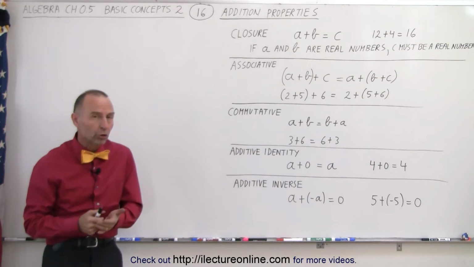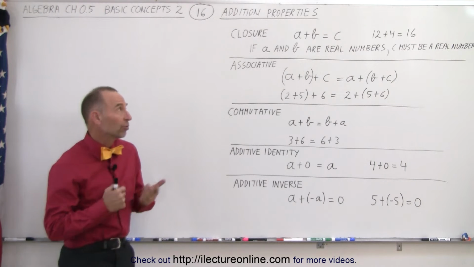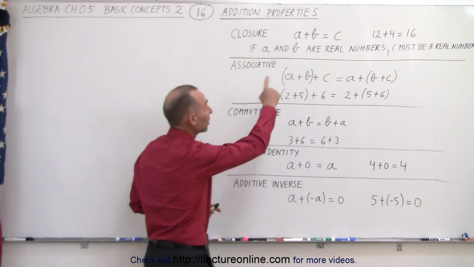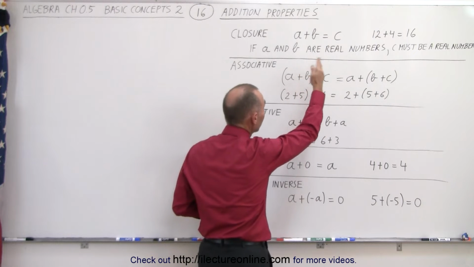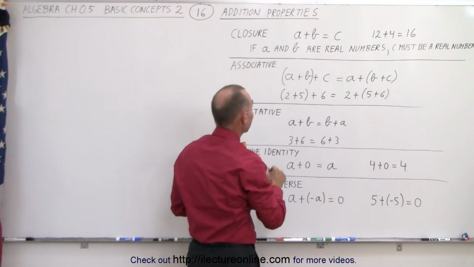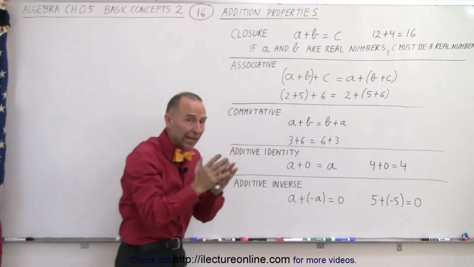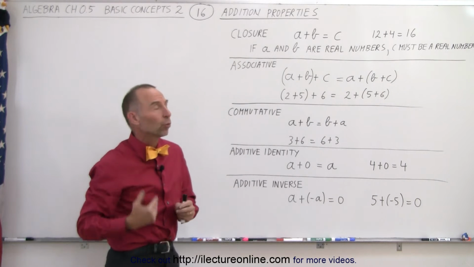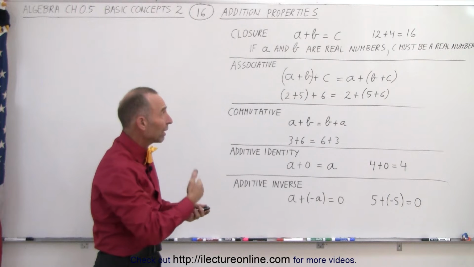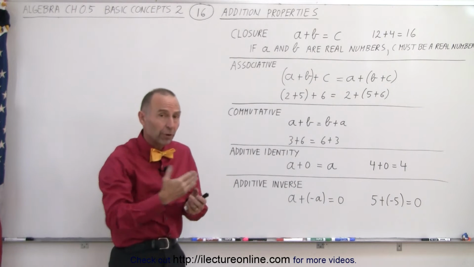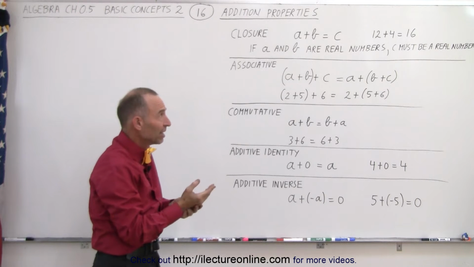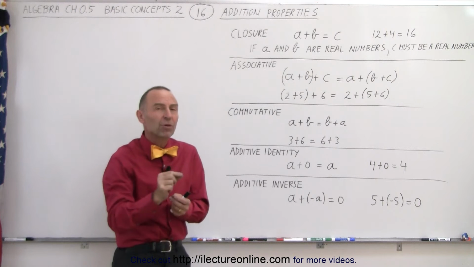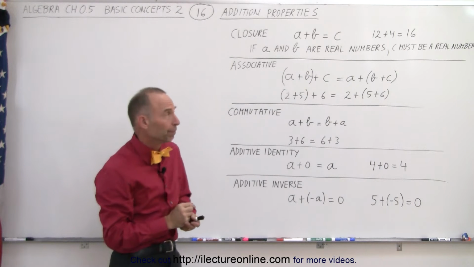The first one is called the closure property, which tells us that if we add 2 numbers together and we get another result, another number, if A and B, the 2 numbers that we're adding together, are real numbers, then the result must be real as well. For example, we add 12 plus 4. 12 and 4 are real numbers. That equals 16. We then know that 16 must also be a real number.